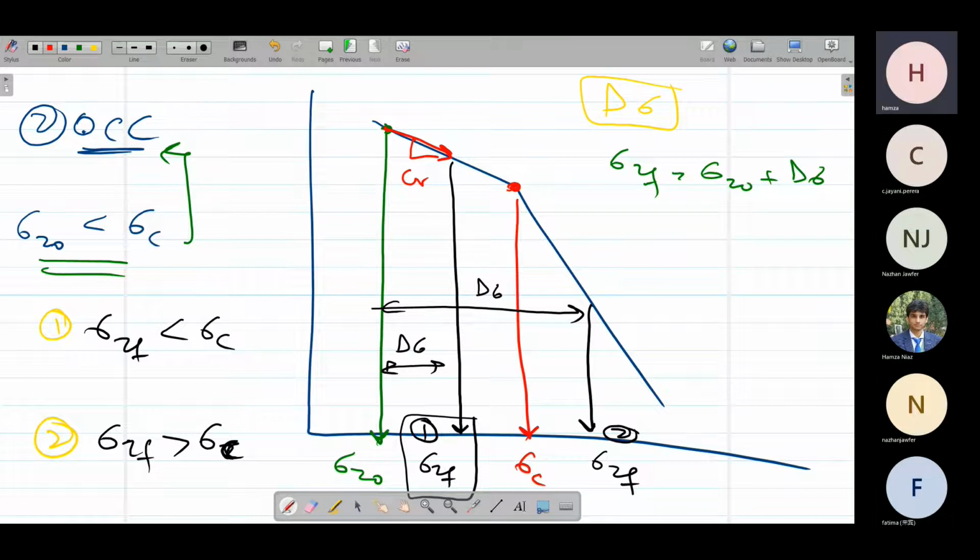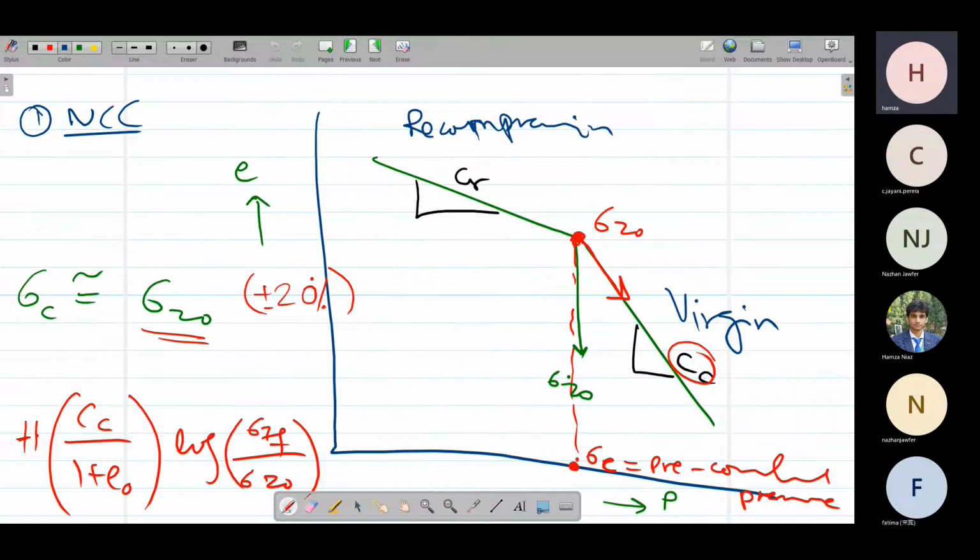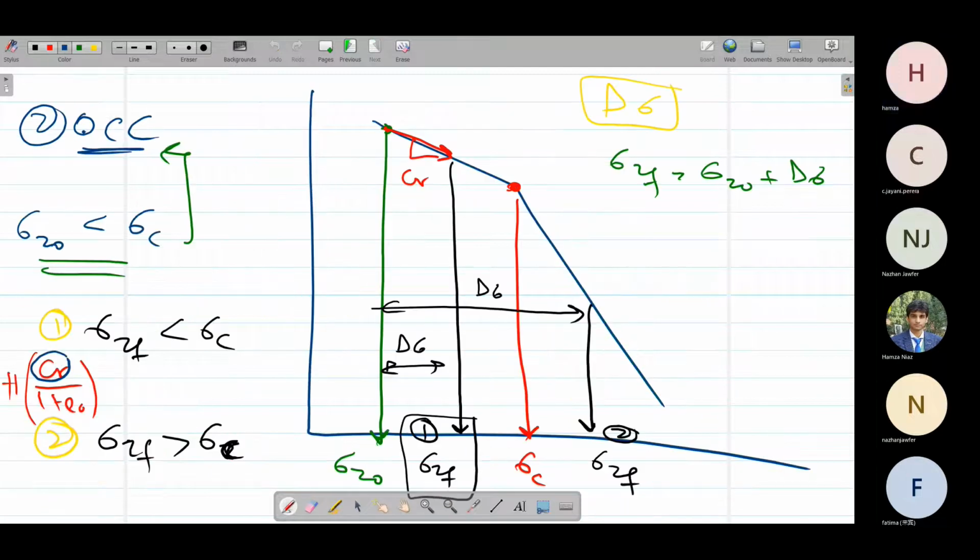So this formula would be exactly the same, the only difference would be H into CR over 1 plus E naught. The difference is the CR coefficient that we use here. In the previous one we used the CC coefficient into log of sigma ZF over sigma Z naught. So in the normally consolidated case we use the coefficient CC, and in the overconsolidated case we use the coefficient CR.